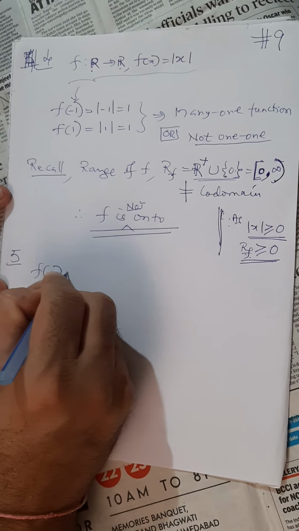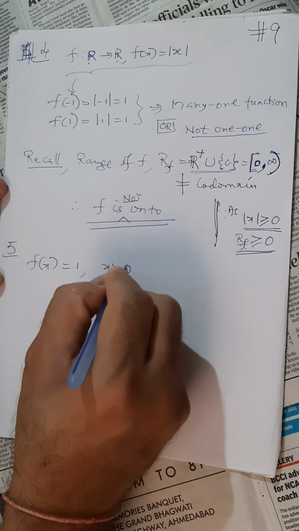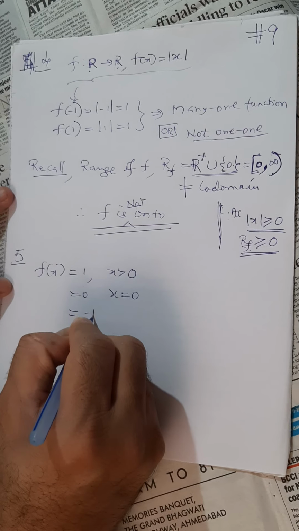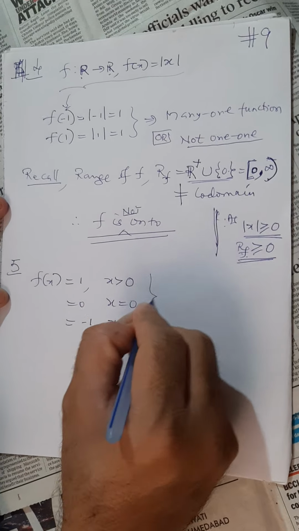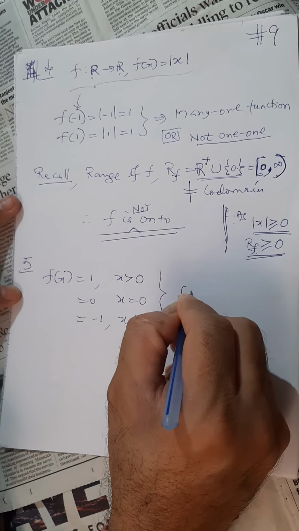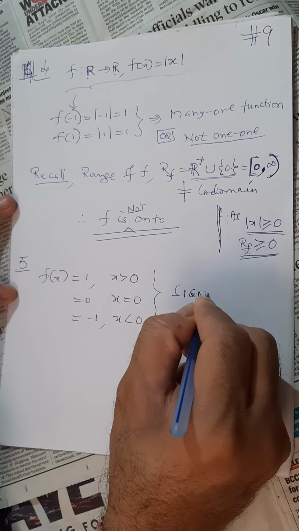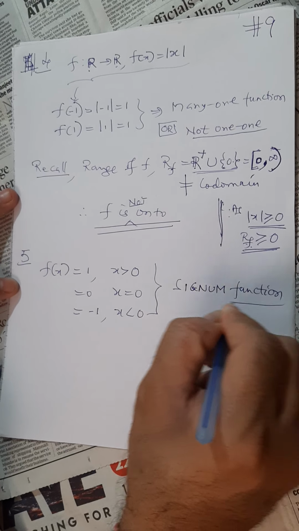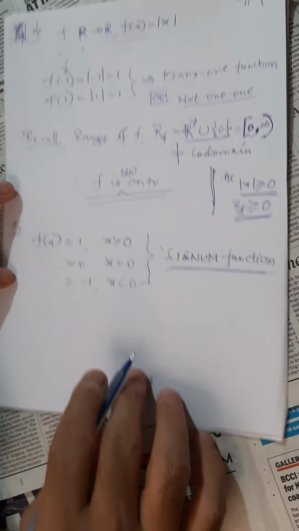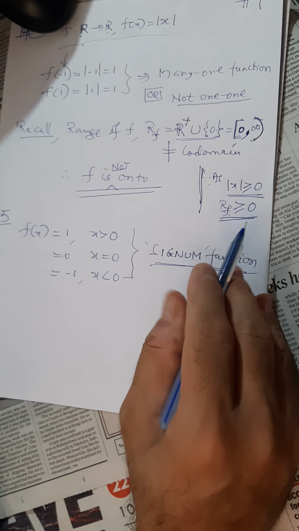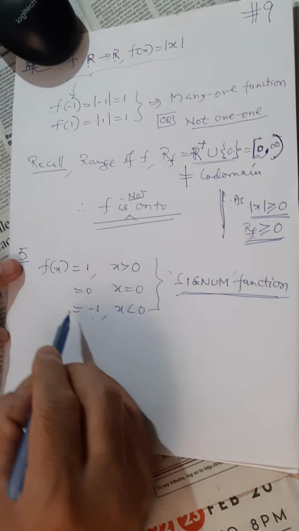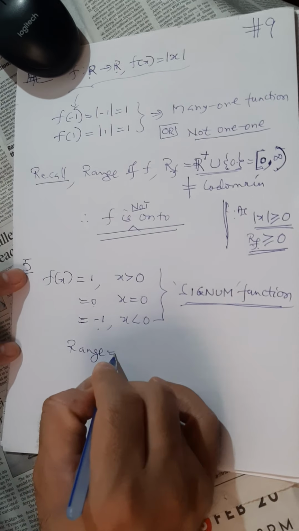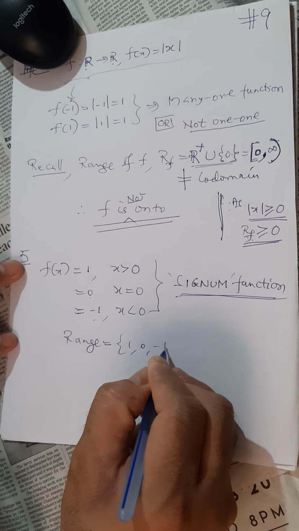Question number 5 here, which is also a very simple function. f(x) equals 1 if x is greater than 0, 0 if x is 0, and minus 1 if x is negative. You know this is called, again 11th standard, the signum function. The signum function takes only 3 values: 1, 0 and minus 1. So obviously the range of this function will be just 3 numbers.